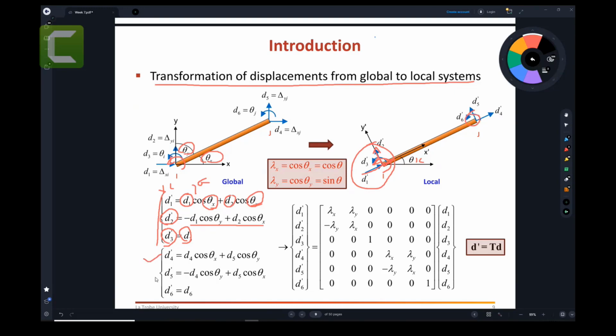So the rotations with D4, D5, and D6, which is D1. You can write it in the matrix form. D1, D2, D3, this is local. This is lambda x. By the way, we put lambda x instead of cos theta x. So somebody asked, what happens to this 0, 0? Because you have this x, y, and rotations here. So there is x, y, and there is no rotation. So that is 0.